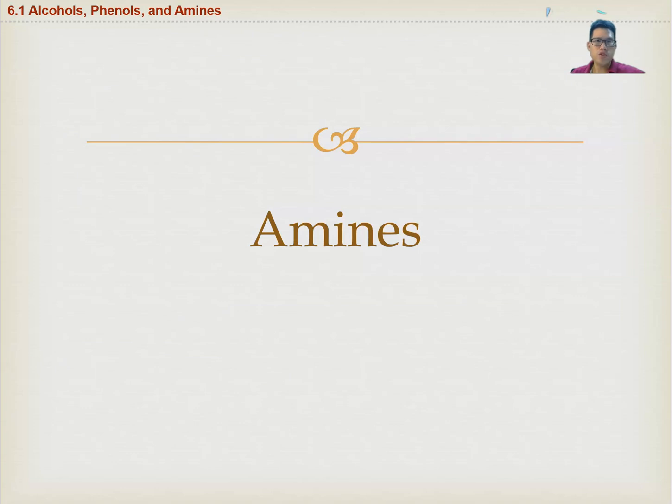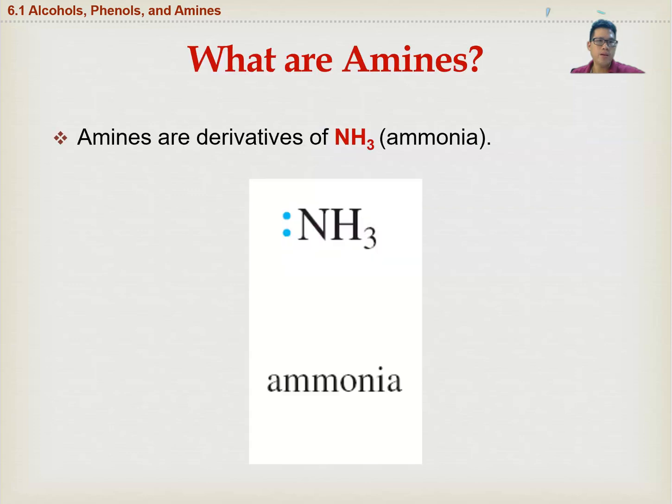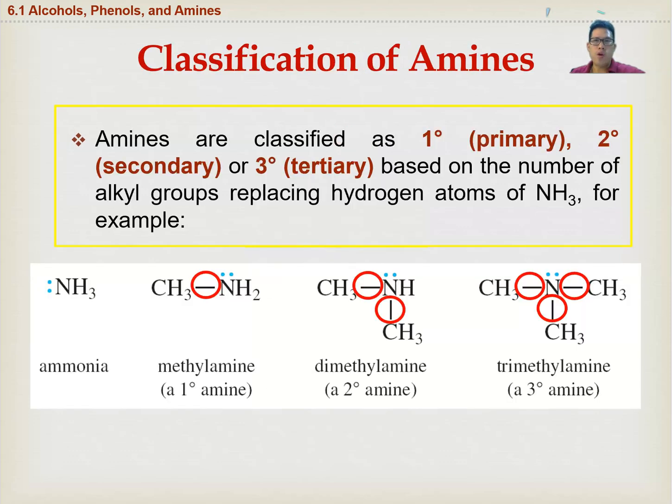Okay, the last functional groups I want to talk about this week is the amines. What are amines? Amines are derived from ammonia, NH3. For amines, you can also classify them into primary, secondary, and tertiary structures.